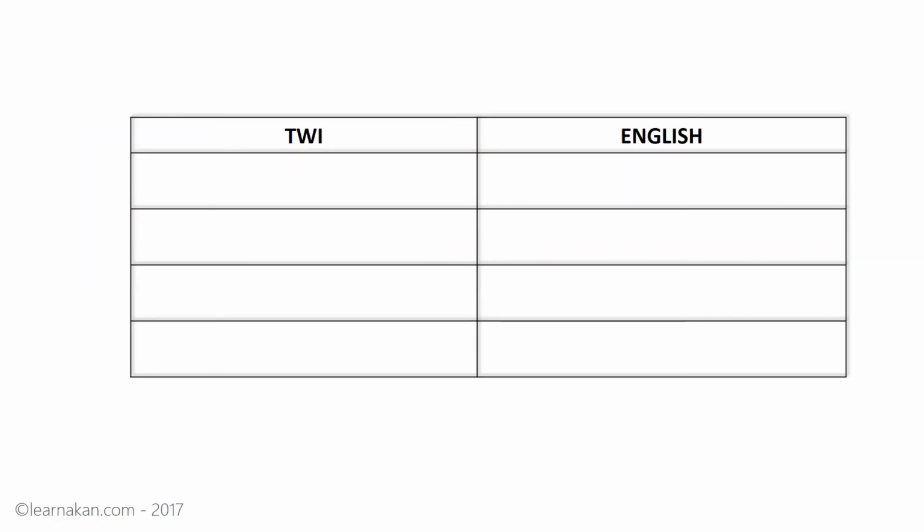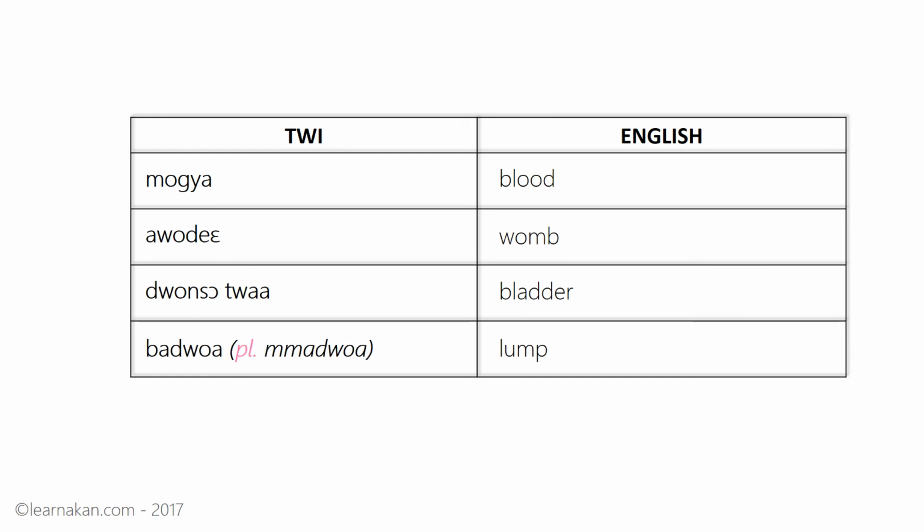Now let's check out a few more that weren't visible on Kofi's body. Moja. Awo dear. If only Kofi had one. Johnsocha. Bajua.